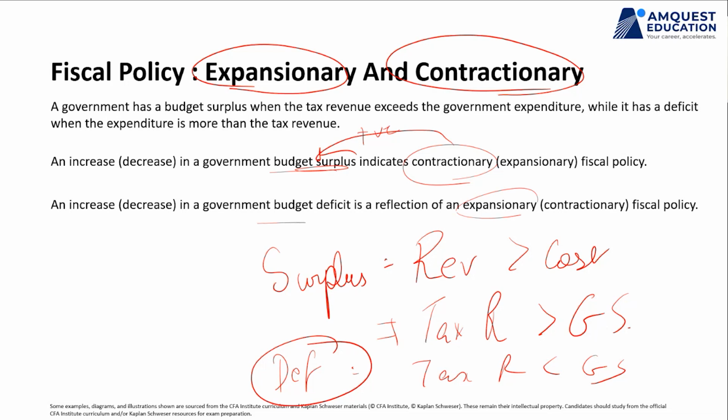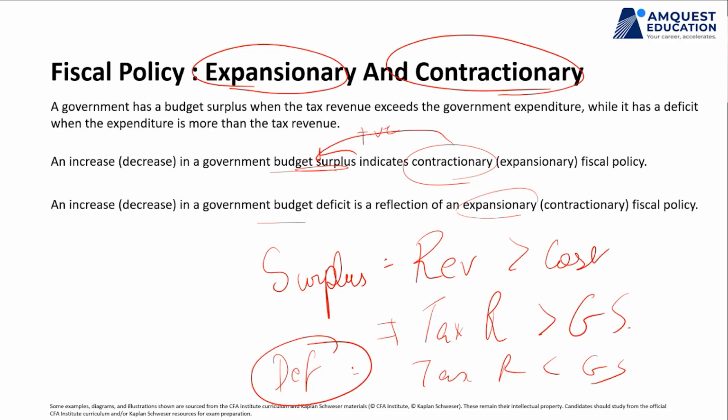Why does this happen? Like, if the government has a surplus, shouldn't the economy be increasing? So shouldn't the policy be expansionary instead of contractionary? Very good question. Let me answer that. Now you tell me, what is a contractionary fiscal policy?